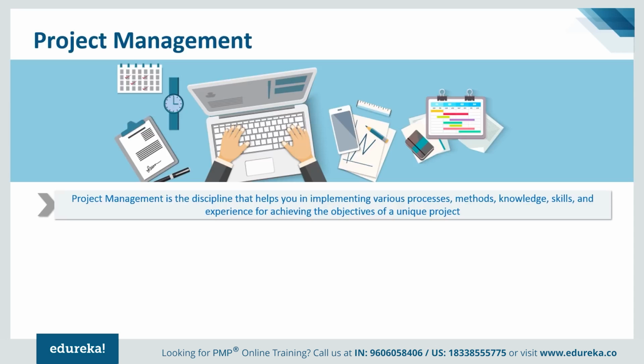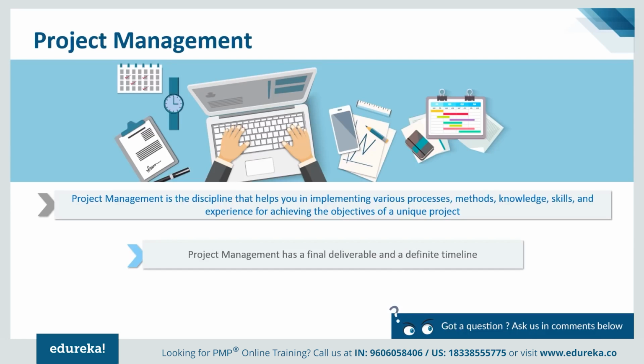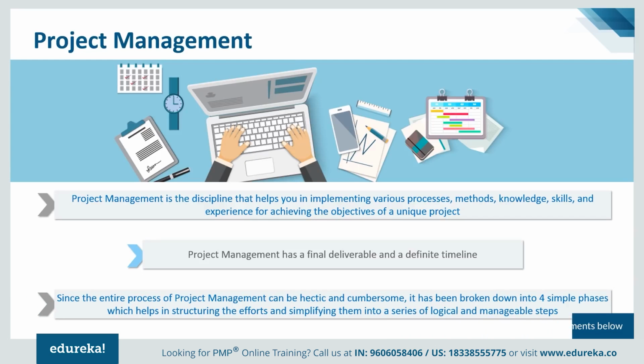Now, if I have to give a definition, project management is the discipline that helps you in implementing various processes, methods, knowledge, skills and experience for achieving the objectives of a unique project. So this is how we would define project management. Project management means we need to deliver the product, service or result in a given timeline that's agreed in the beginning.